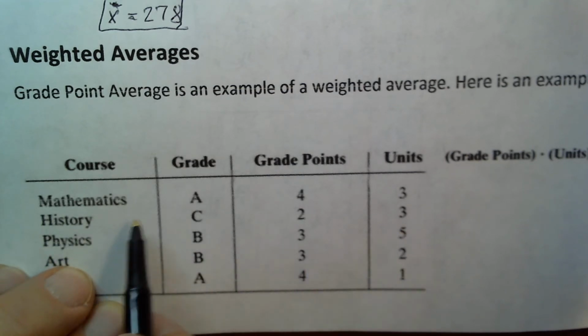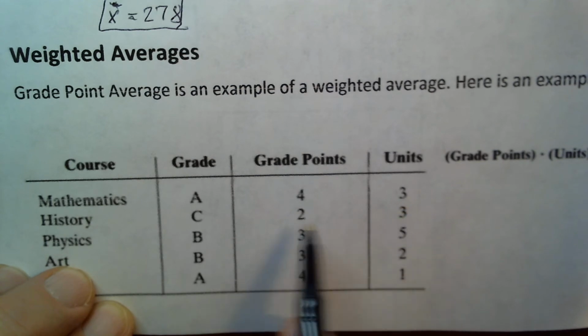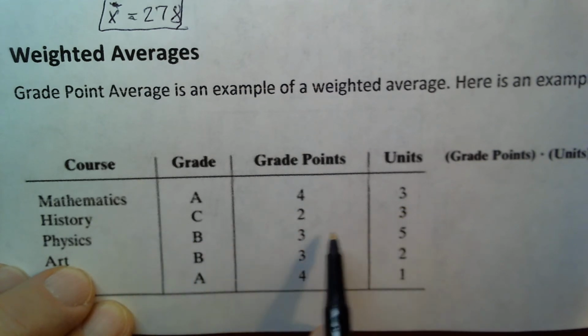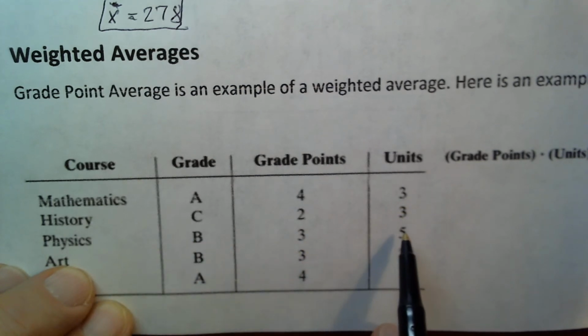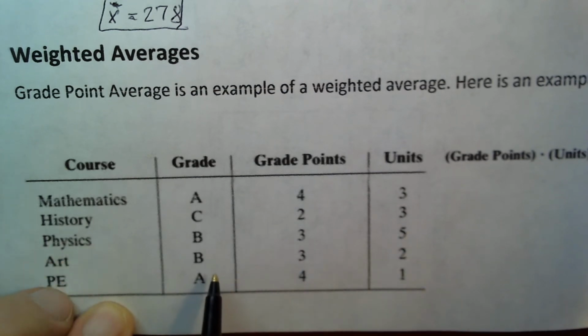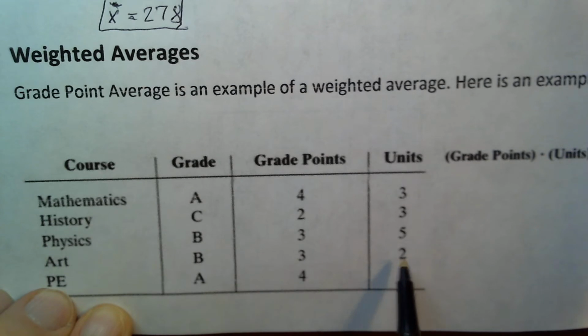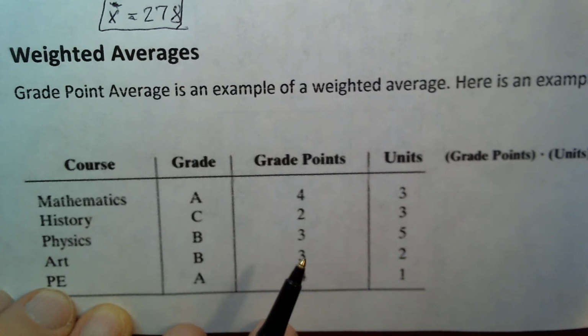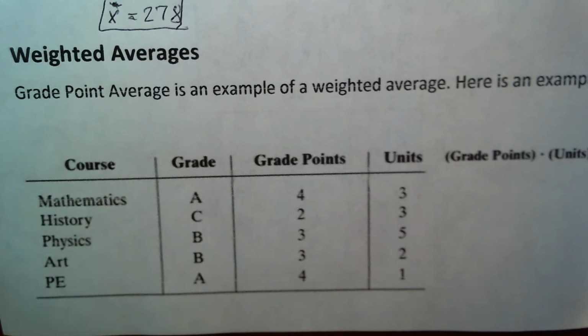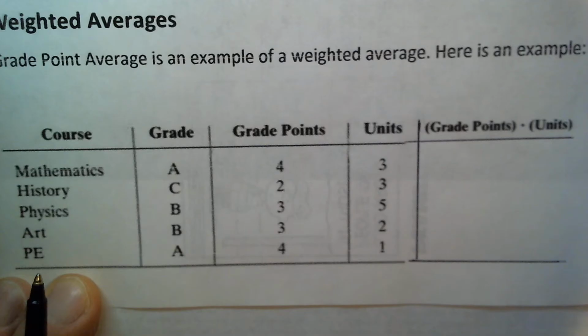And then there's a matter of the units. Math is a 3-unit class in this case. History is a 3-unit class. Physics is a 5-unit class. That seems like it's a lot harder, and it usually is. And then art is a 2-unit class, and PE is a 1-unit class. Okay? So here's how we do the grade point average.